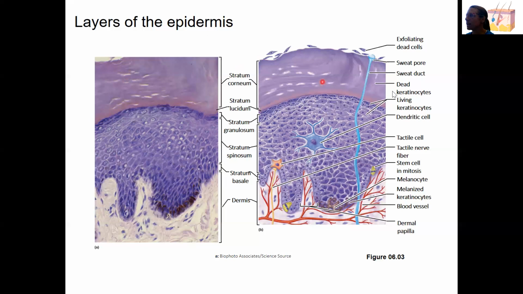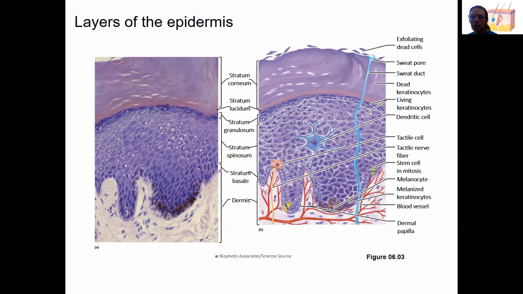And this then over here shows a little bit more of those labels. So at the top here, we've got exfoliating cells that can fall off. They're dead. We've got dead keratinocytes here. Here they're living. They're producing a lot of keratin down here. Down here, there's stem cells going through mitosis. That's the basilar layer, so basale means base level, the cells down here. The other components in this image, I'll come back to some of them. So tactile cells, melanocytes, and sweat ducts and pores I'll come back to in a later video.